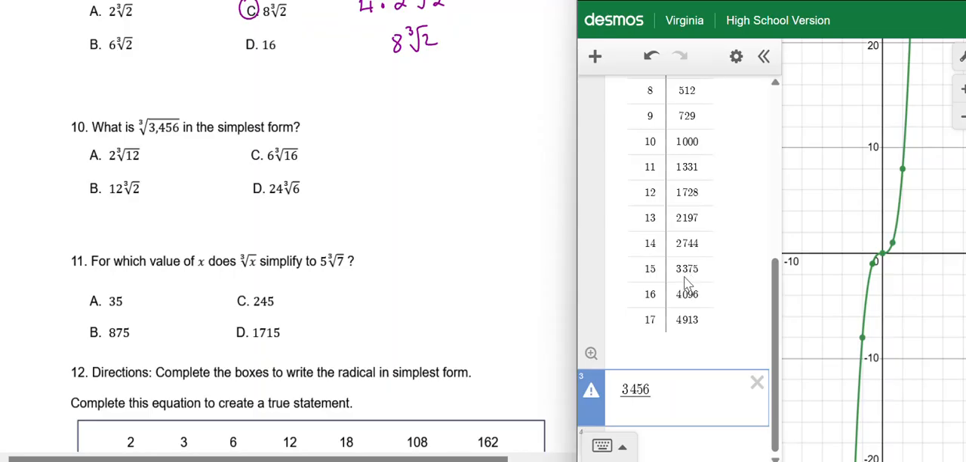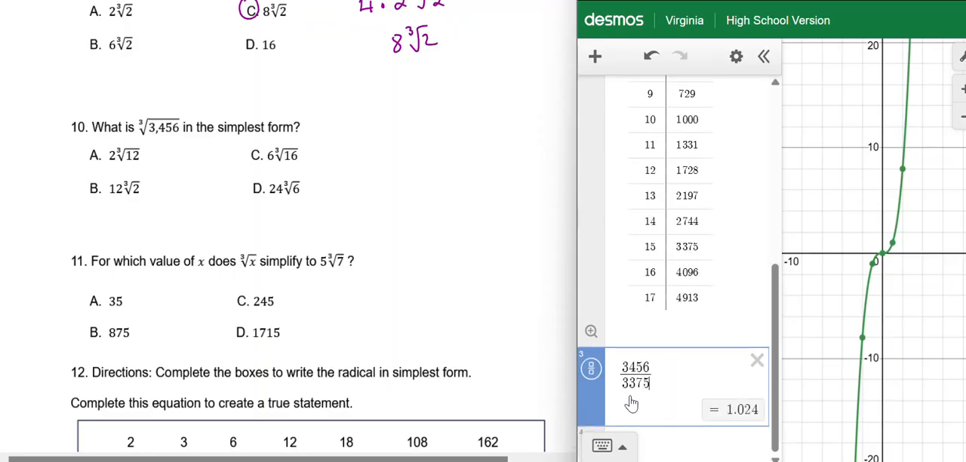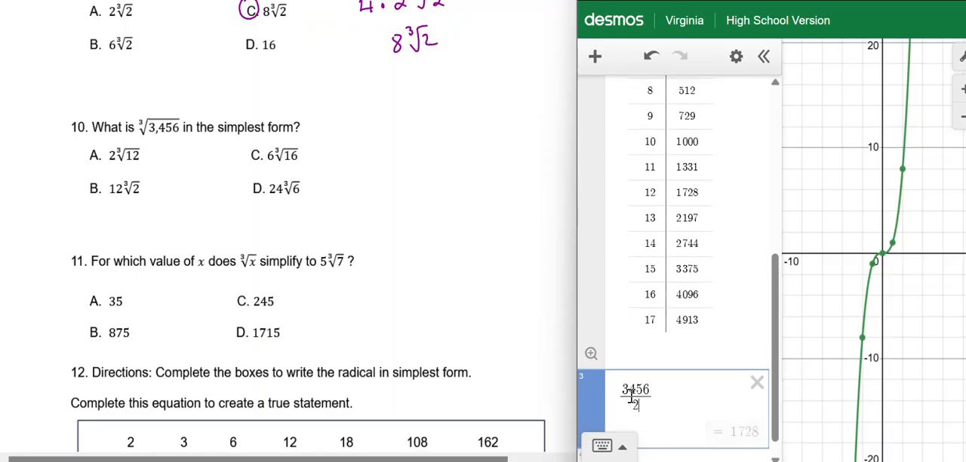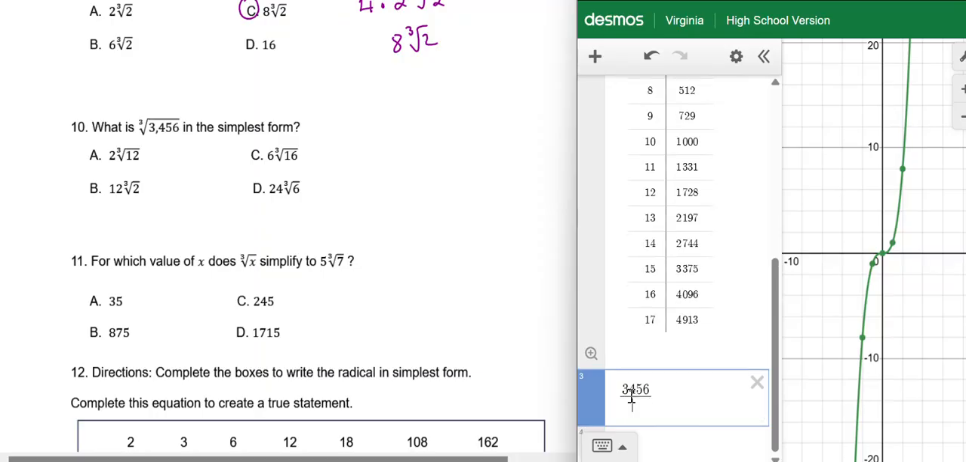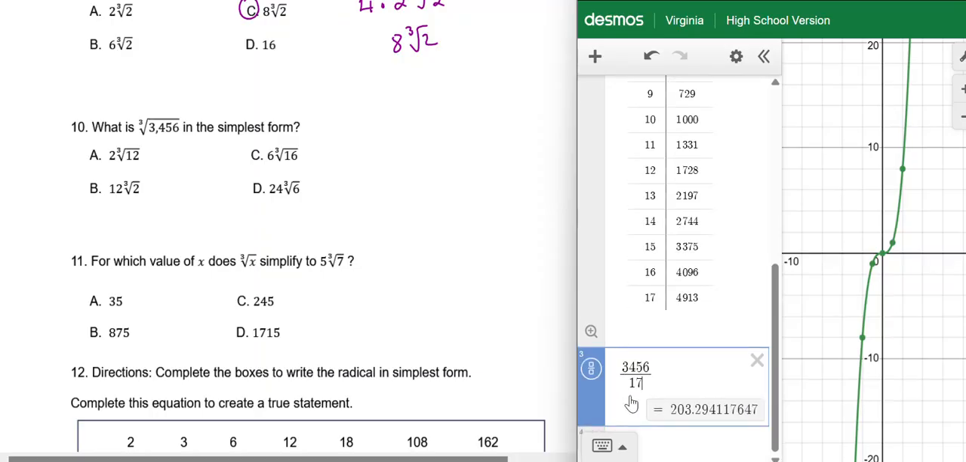4,096 is too big. It's going to be way too big. So you just keep exploring. I like to just do it in order just so that I don't miss anything in here. So 2197, that's not going to work. 1728. Look at that. 1728 times 2 would give me 3456.